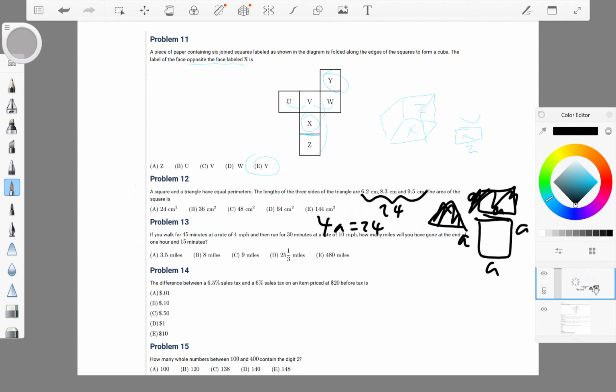Now I did 4A because the square has to have the same sides, but for the triangle they don't. So that means that the length of the square, A, is equal to 6, which means that the area of it is going to be 6 squared, or 36. I'm sorry, that took long.